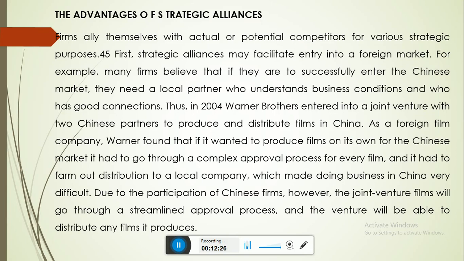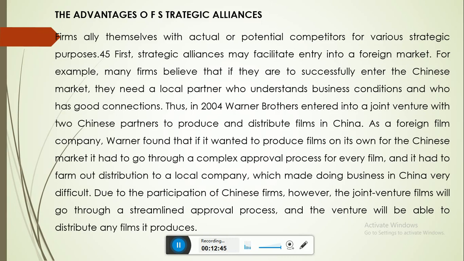So imagine there is a complex process in China if you're producing films. It needs to go through a different process. You need to get approval from different departments, everything. So it takes your time, it takes your energy, it spends your money, everything. So that's why they wanted to produce films in China.